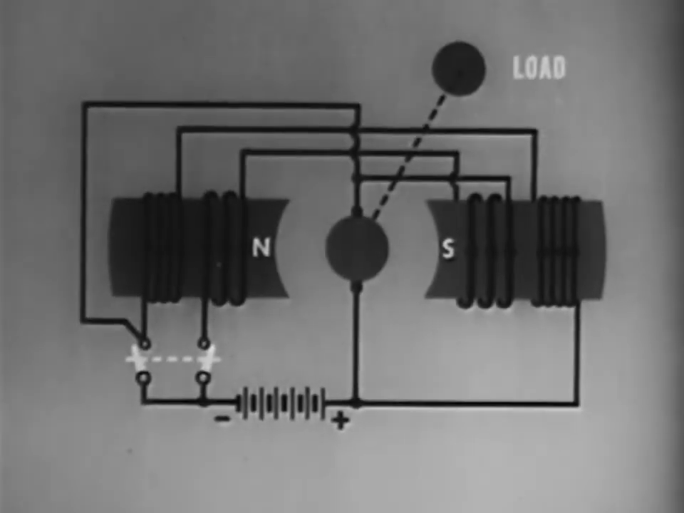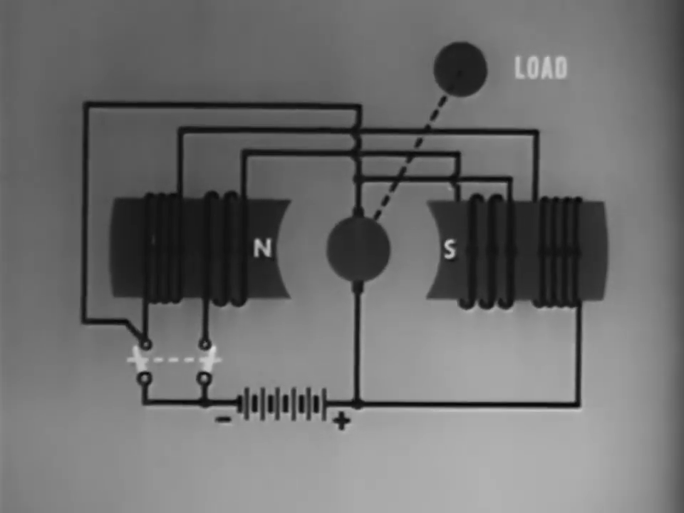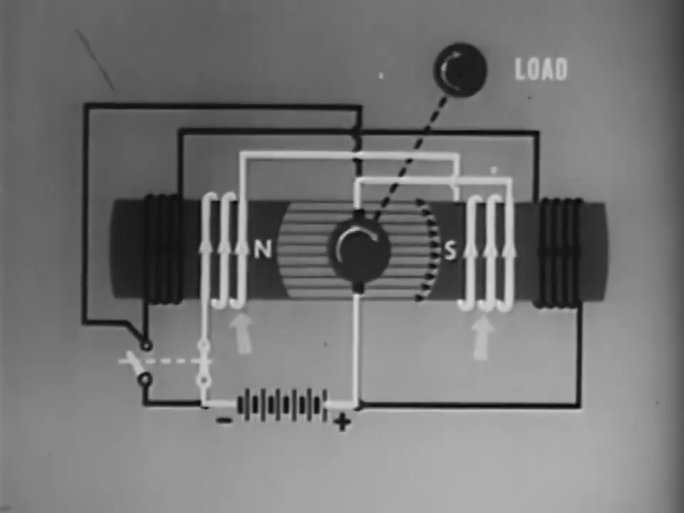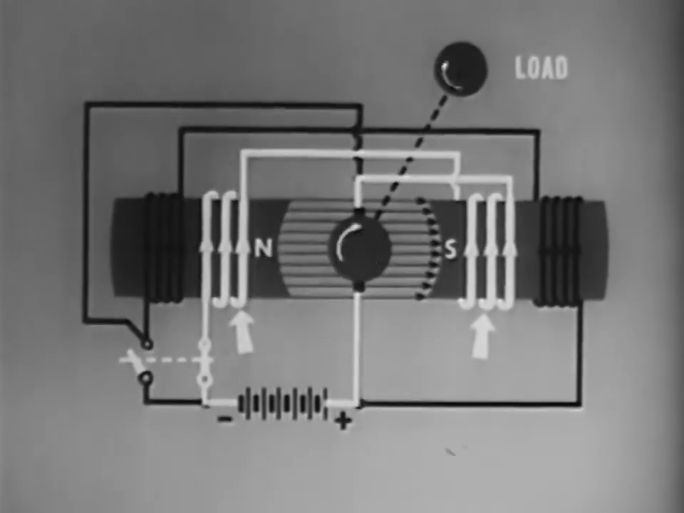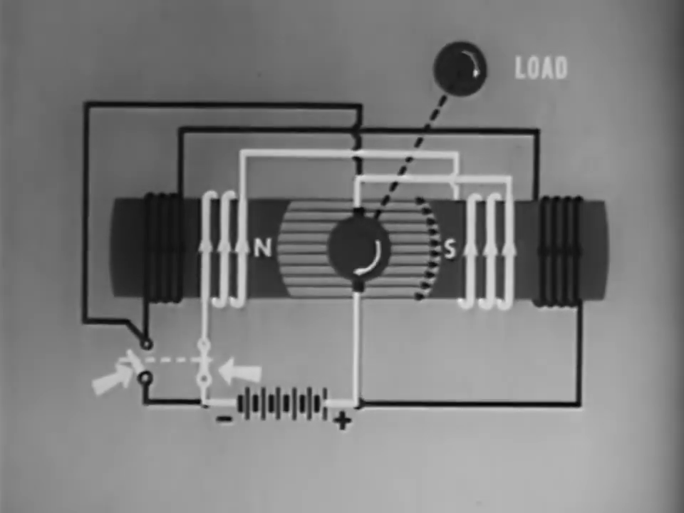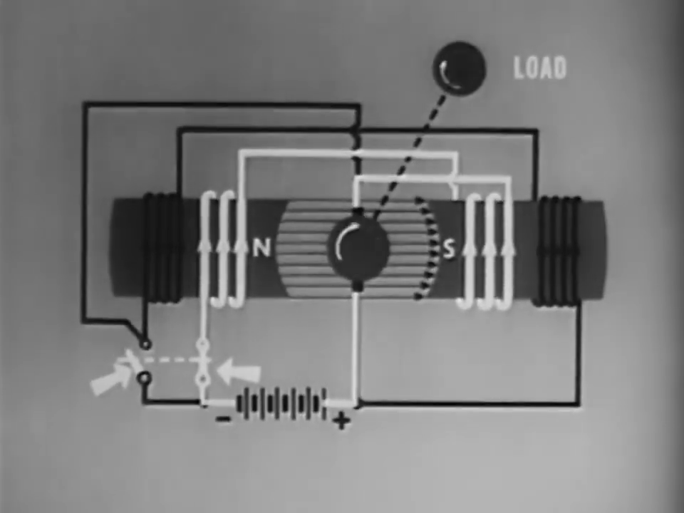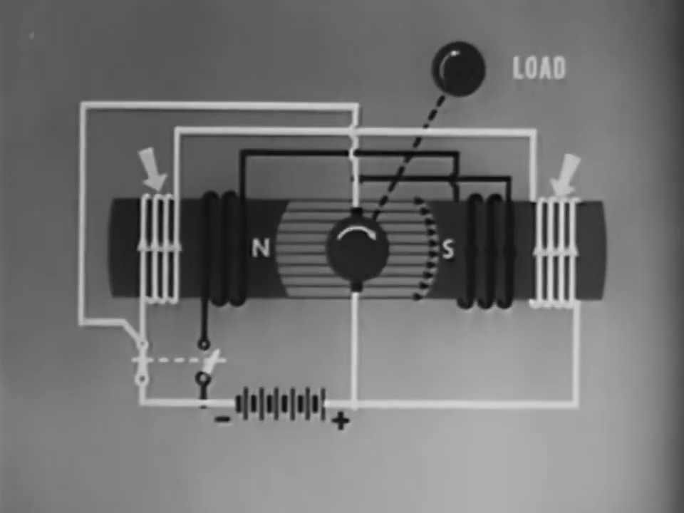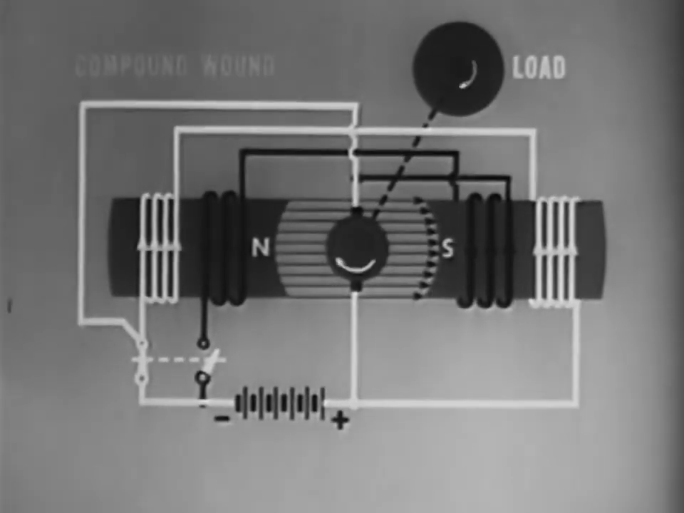The desirable characteristics of both the series and shunt wound motors can be achieved in the compound wound motor. In order to obtain good starting torque, the series field is used. When running speed has been attained, a centrifugal switch cuts out the series field and cuts in the shunt field. It is now a shunt motor, and the speed regulation is good.